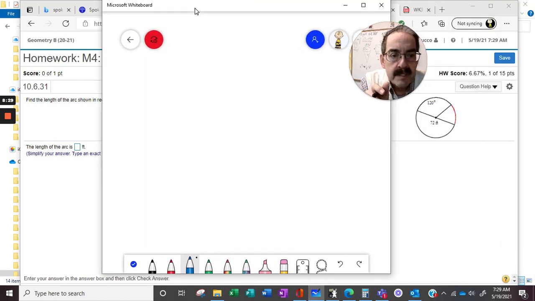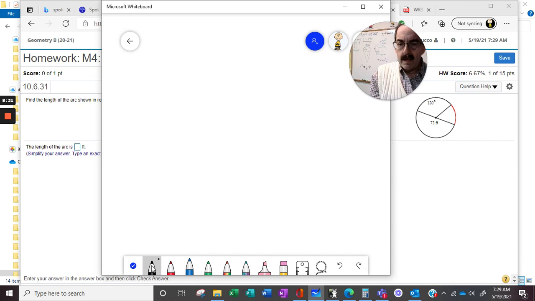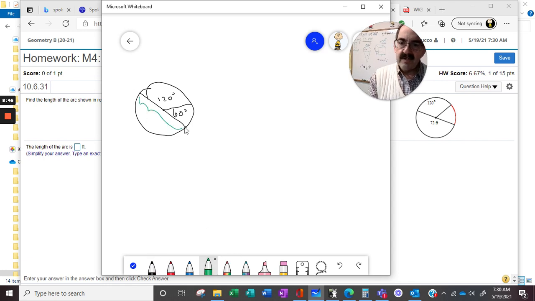Okay, so let's slide this over. And we've got a circle, half a circle. This is 120, so this is 60 to make 180. 60 degrees, 120 degrees. Now, the entire length is 72. That means we only want this piece, which is half. What's half of 72? 36. All right, so the first thing we do is we need the circumference, 2 pi r. 2 times the 36 times pi is 72 pi.